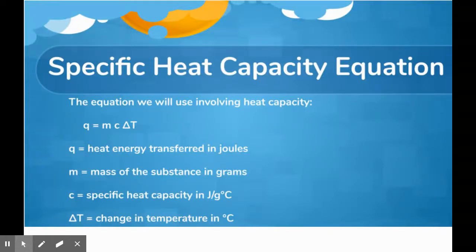Now remember the little triangle here means delta, and delta is a change. So anytime you see delta T, we're looking for a change in temperature, and it's always going to be the final temperature minus the initial temperature. It's very important that you not mix those up, and we'll talk about why in just a second.